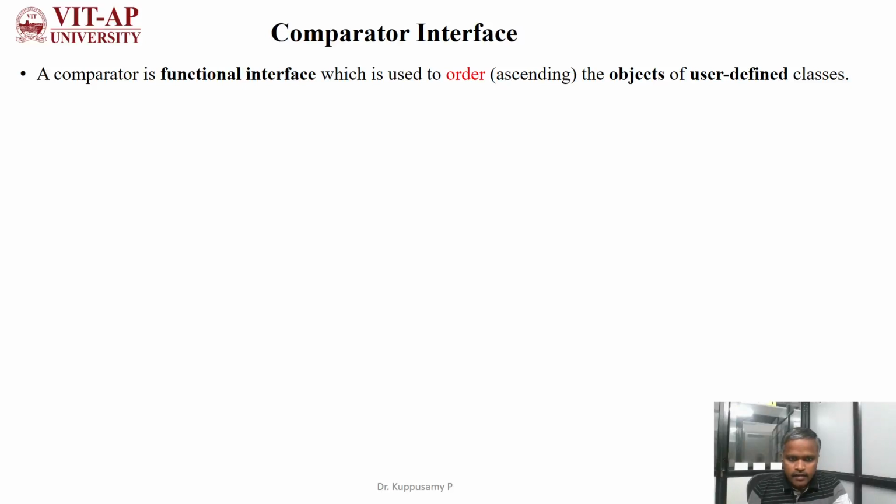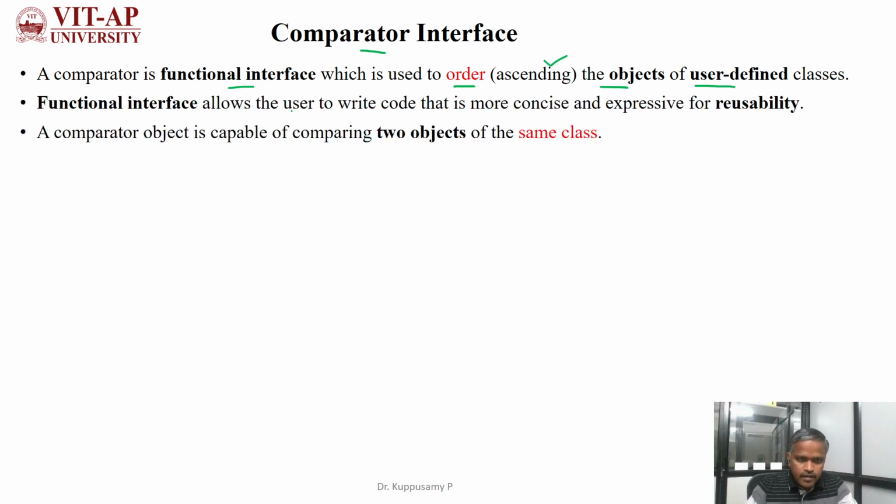Hello everyone, here we will discuss the Comparator interface, which is a functional interface useful for ordering the given objects in ascending order. Here these objects are defined using user-defined Java classes. The functional interface allows the user to write code that is more concise and expressive, for reusability purposes. A comparator object is capable of comparing two different objects which are defined inside the same Java class.